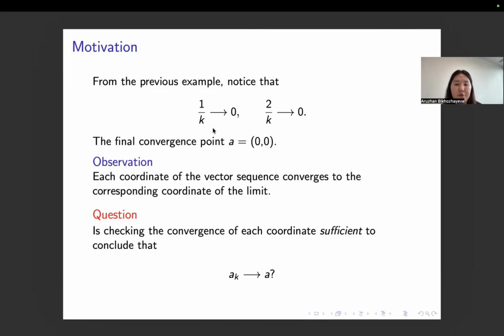Now let's observe something interesting. In the previous example, we discovered that 1 over k goes to 0, and 2 over k goes to 0. And since both coordinates converge individually, the whole vector converges to 0, 0, and so our limit point A will be 0, 0. And here is the question. Do we really need to compute the Euclidean norm every time? Or is it enough to simply check whether each coordinate converges? So this question is exactly what the component-wise convergence theorem answers.